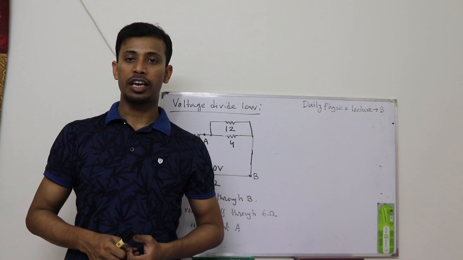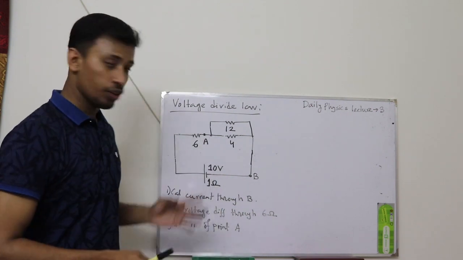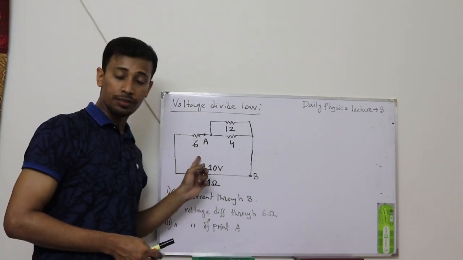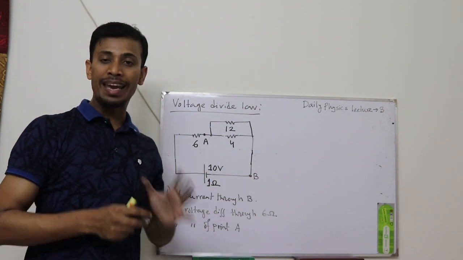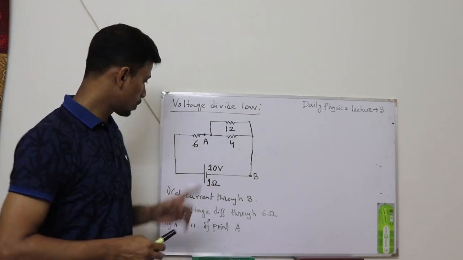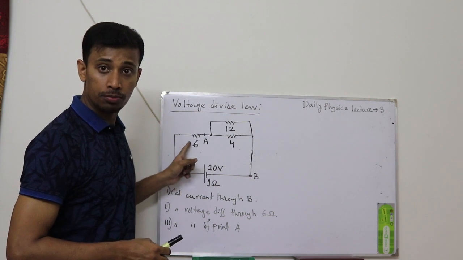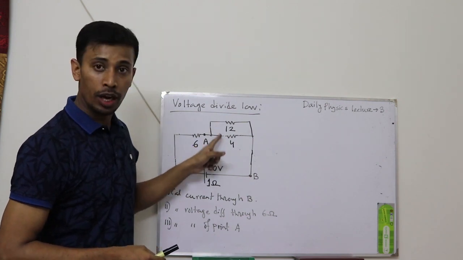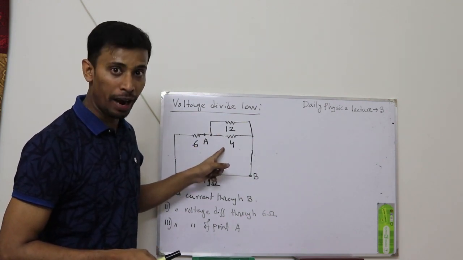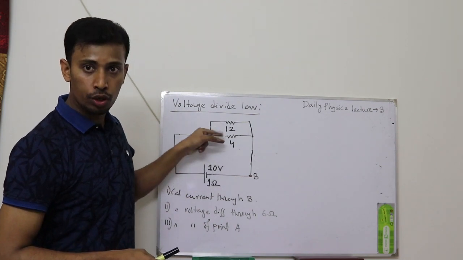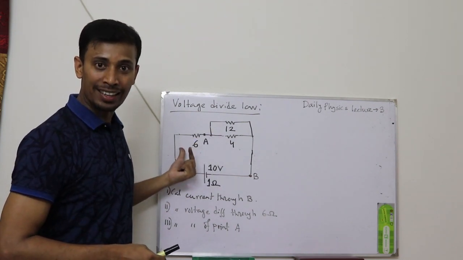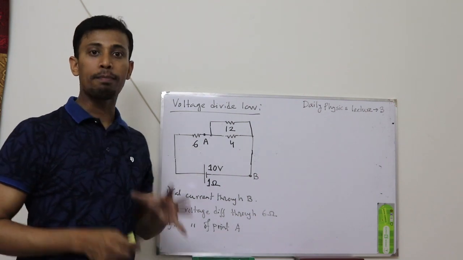Let's discuss a problem. Here you can see that we have a circuit, and this circuit is mainly a series circuit. Here we have one 6 ohm resistance at the main line, and we have two resistors, 12 and 4, mutually in parallel. So at first we'll go for the parallel, and then we'll add the series. So basically it's a mainly series circuit.